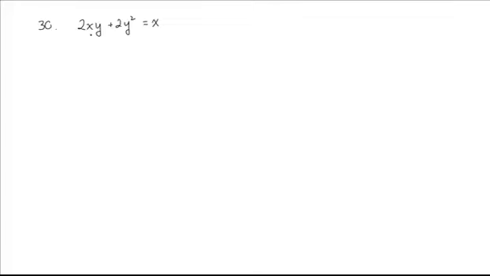So we want to find the derivative of 2xy plus 2y squared equals x. Since it's not going to be easy to solve for y explicitly, what we're going to do is use implicit differentiation, and then we'll solve for the derivative. So when we do implicit differentiation, we're thinking of y as a function of x, which means anytime we take a derivative of a y term, we essentially have to use the chain rule.